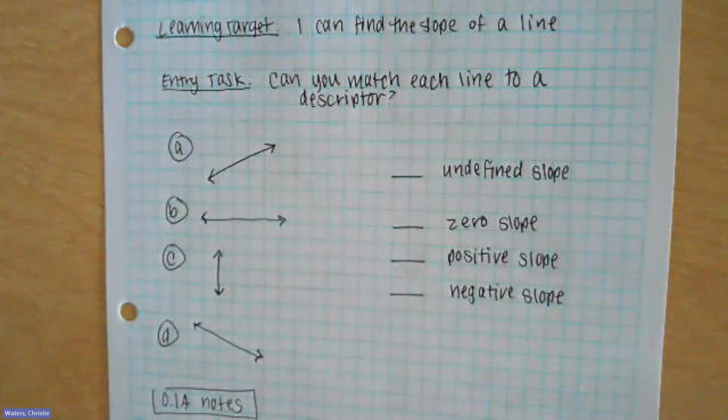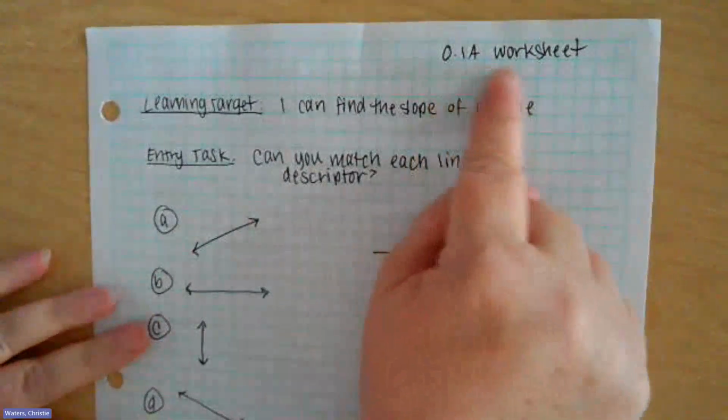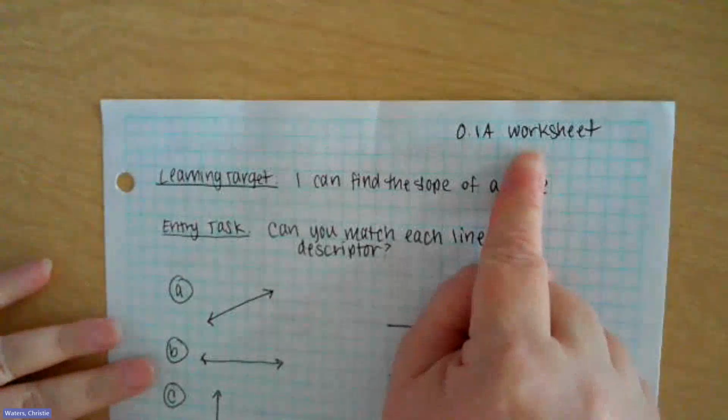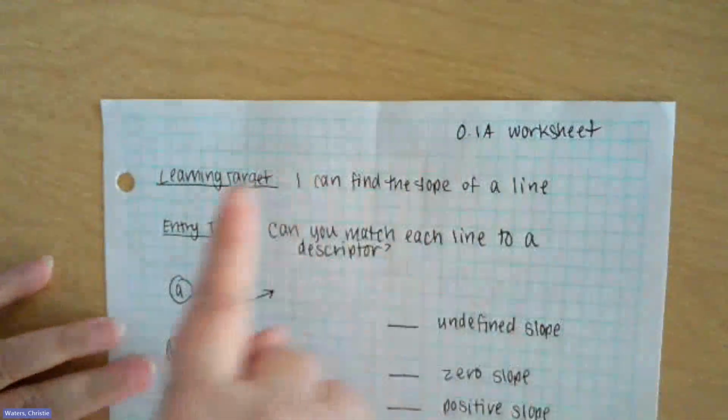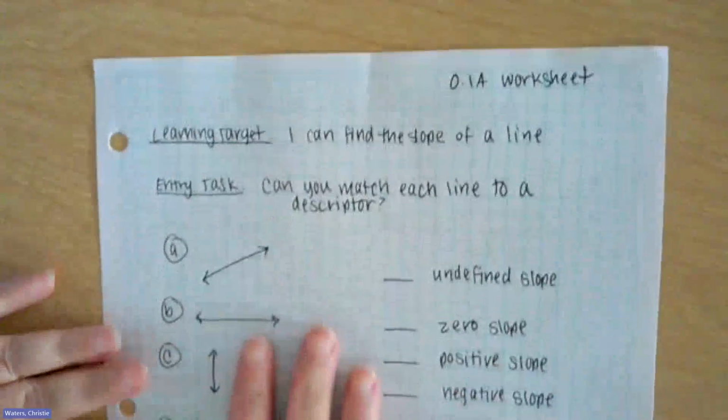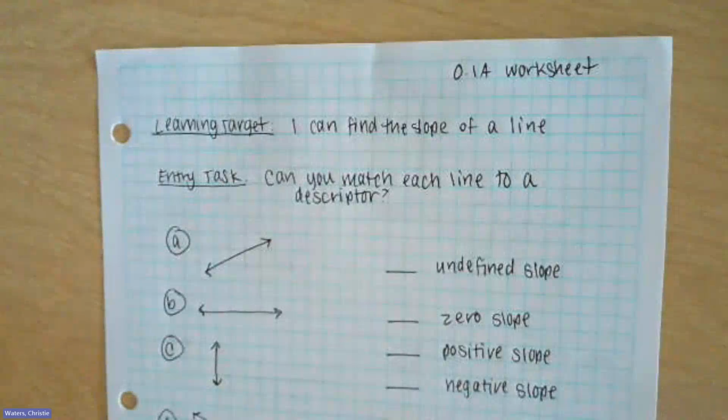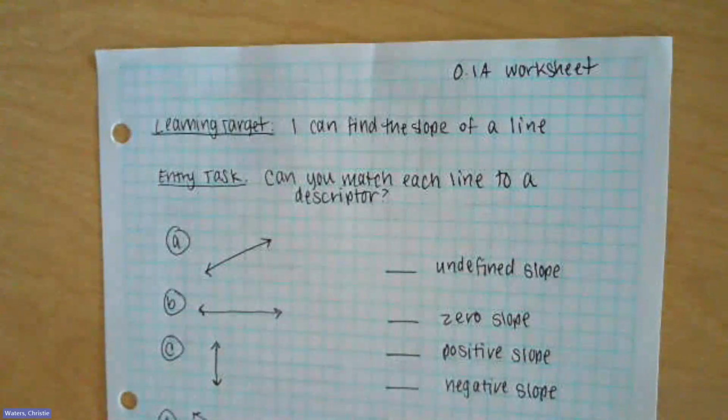This is my first lesson video for this year. So up in the corner here, you're always going to have the daily assignment, what you are responsible for completing. We're going to have a learning target, and I want to talk about today's learning target. I can find the slope of a line.